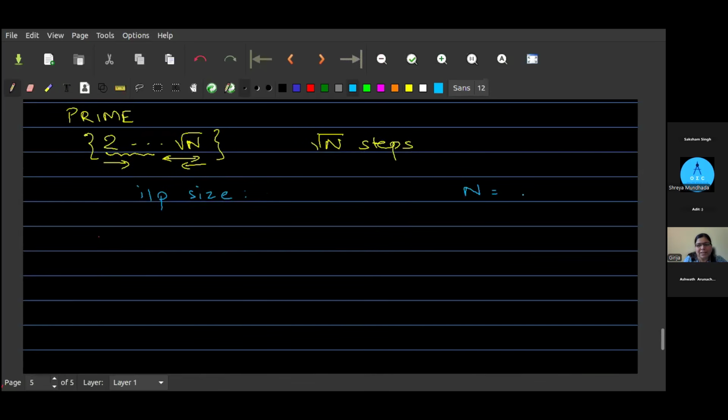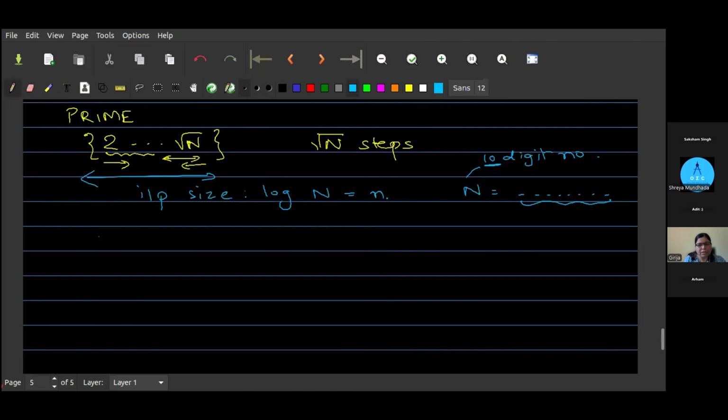So n needs a specific number of digits to represent, right? Let's say n is some 10 digit number. Then 10 becomes the size of the input, which is roughly log n. If we consider the binary representation, it will be log n. If we consider decimal representation, it will be log n to the base 10. But you can eliminate the base in terms of constants, so you can consider log n in general. Now tell me, in terms of log n, how many steps do you need? Log n is your input size now.